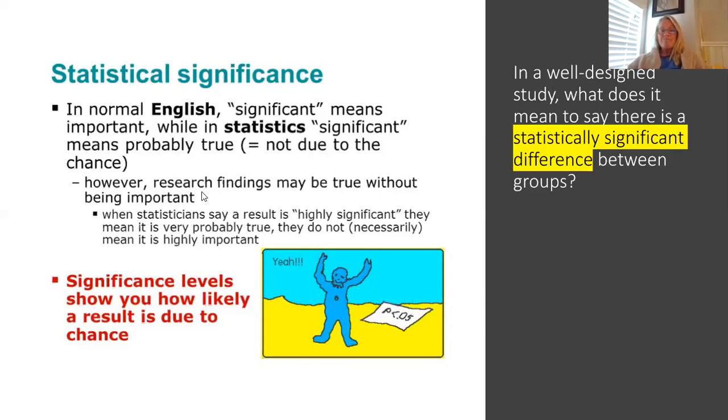So when statisticians say a result is highly significant, they mean it's very probably true. They do not mean it's highly important. Right here in red, this is what I want you to write down or memorize. Significant levels show you how likely a result is due to chance. So, in a well-designed study, what does it mean to say there is a statistical significant difference between the groups? All you needed to say was, it means that the results were not due to chance.